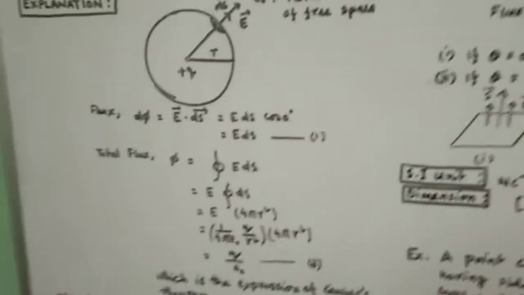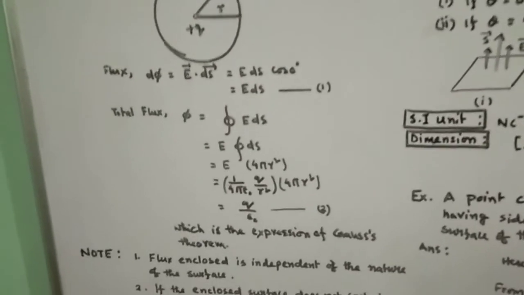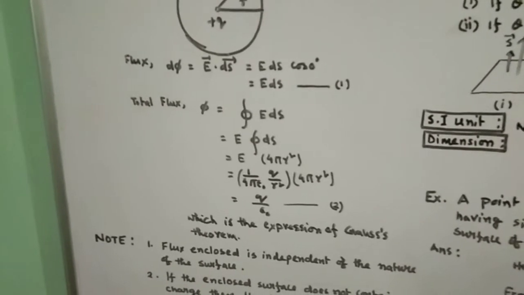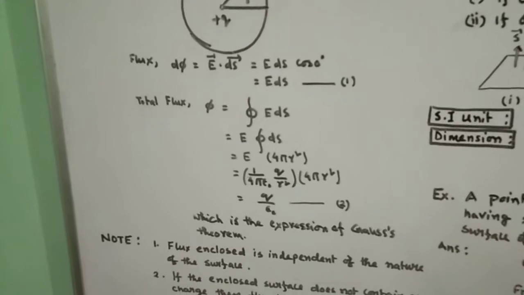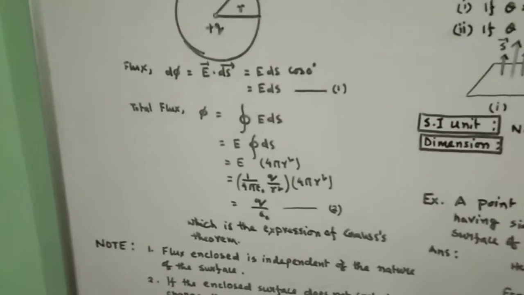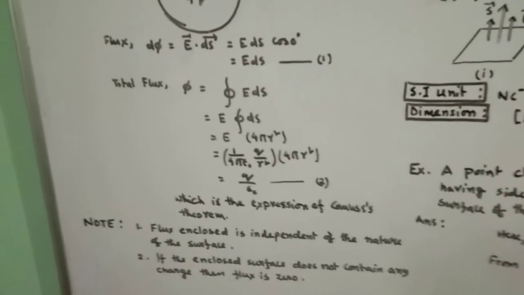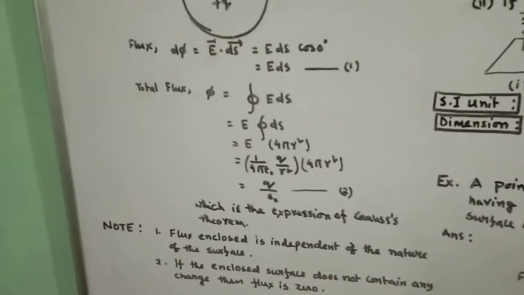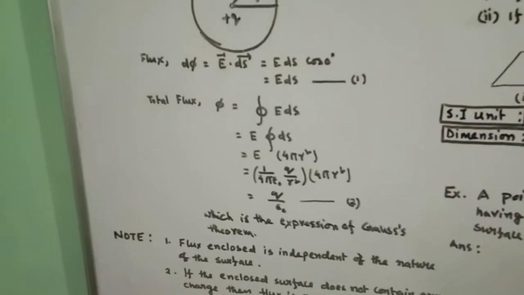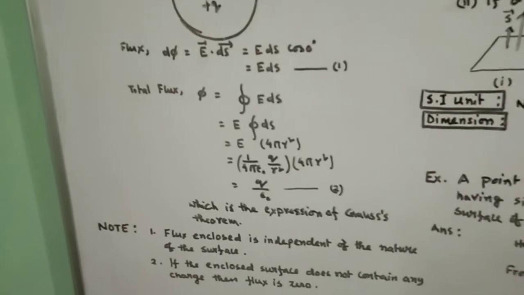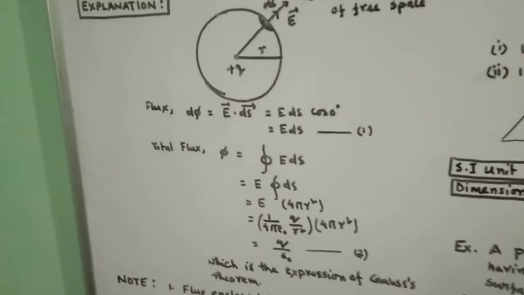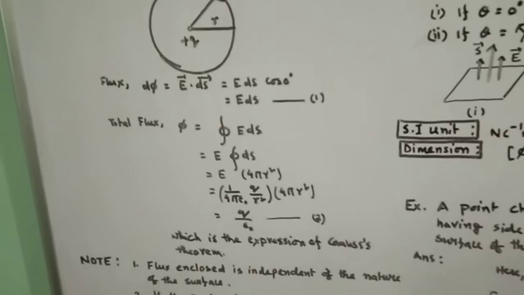Now what this Gauss's theorem says is that the total flux is independent of the nature of the surface. Because you see, the parameter phi equal to q by epsilon naught has no parameter related to the nature of the surface, whether the surface is spherical or cylindrical, it is not specified. So it is valid for all surfaces irrespective of their nature. So total flux is nothing but q by epsilon naught. This is a very important point. Point number 2: if the enclosed surface does not contain any charge, then the total flux is 0.